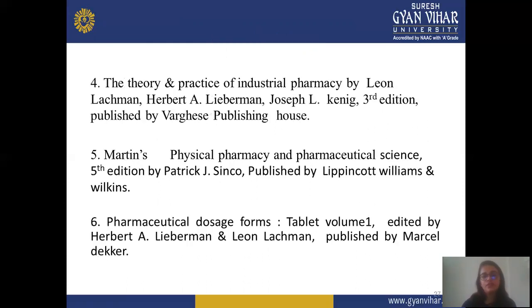And fourth one is The Theory and Practice of Industrial Pharmacy by Leon Lachman, Herbert A. Lieberman, Joseph L. Kanig, third edition. This is also a good book. And this Leon Lachman, complete information of pre-formulation as well as this topic is covered in this book. And next is Martin's Physical Pharmacy and Pharmaceutical Sciences, 5th edition.